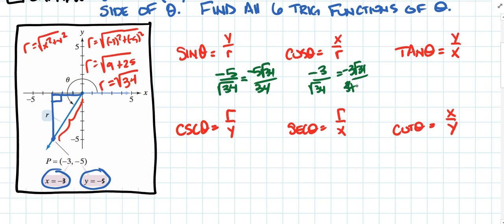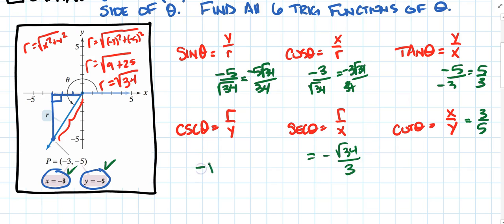So like that. Tangent is the y to the x value, and those were given in the problem over here. So that's just going to be -5 divided by -3, which gives me a positive 5/3. Now once we have those 3, we can easily use the reciprocal identities to find the others. So the cotangent is going to be 3/5. The secant is going to be the negative rad 34 over 3. And then the cosecant is going to be negative rad 34 over 5.